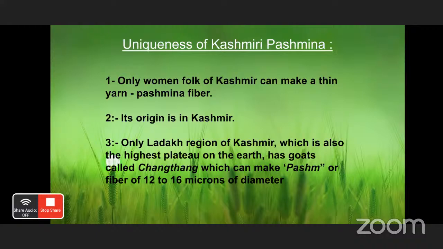And today the Kashmiri Pashmina is a GI tagged product. So it is very, very important. First thing, whenever we want to file any GI application for a product, first of all, we have to identify its uniqueness. Then we have to find whether that uniqueness is due to its place of production or not.